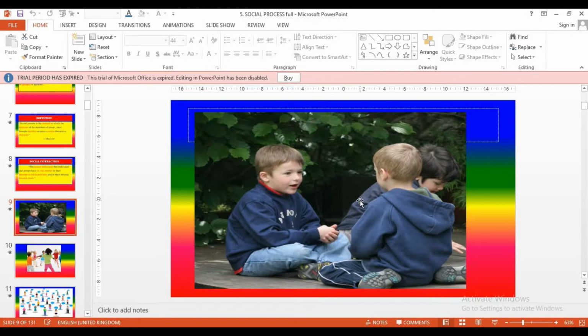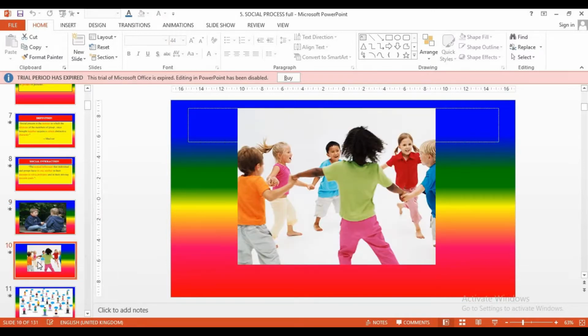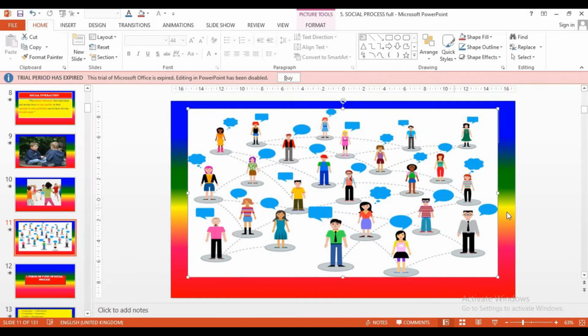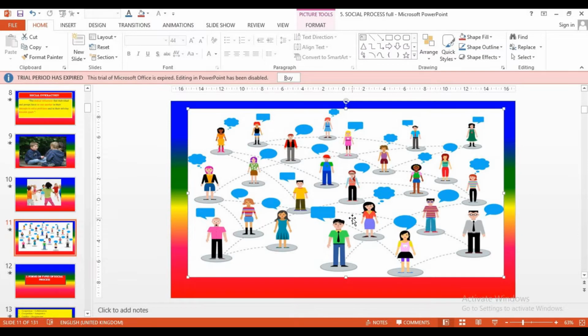Look at this, children interact with each other. They play with each other. Nowadays, with social media, people interact by using modern technology, Facebook, Twitter and other messengers.